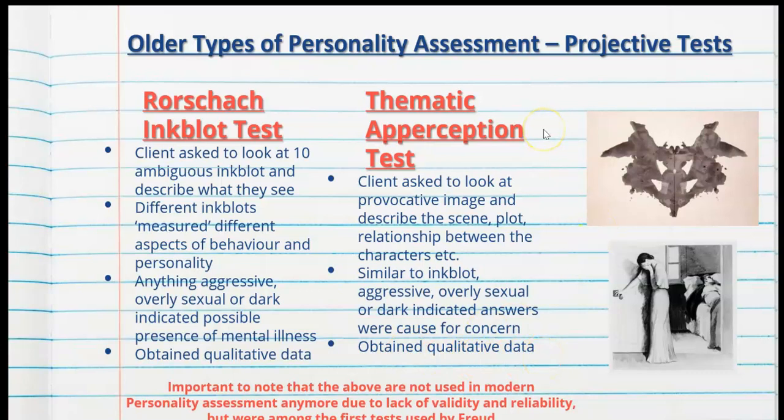Now, as you can probably gather as science students and psychology students, there's no validity or reliability to correlate here. Just because someone says something aggressive or dark or sexual does not mean they have a personality disorder, for example. So these are not used as an assessment tool in modern day psychology to diagnose mental illness or personality disorders. If they are used, it's to teach the history of where we've come from when it comes to personality assessment, or used in a more creative sense, so used by creative writing students or something similar.